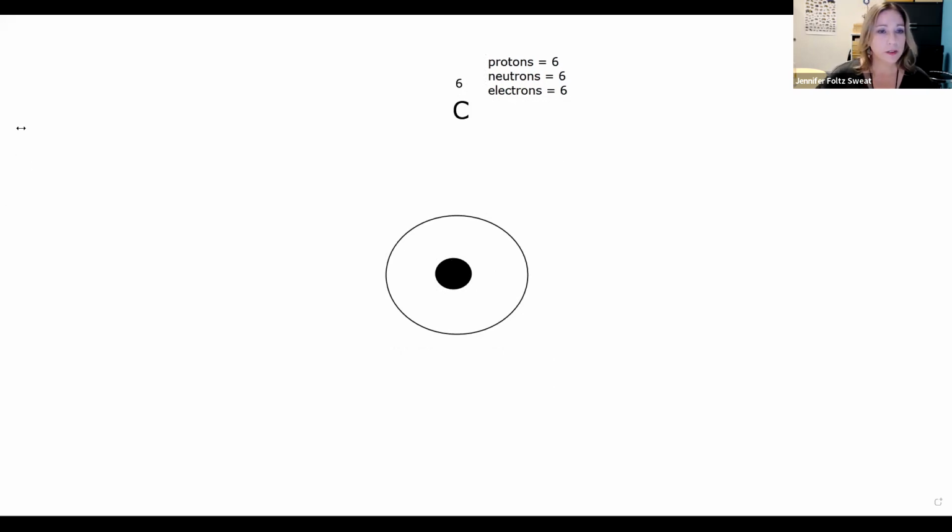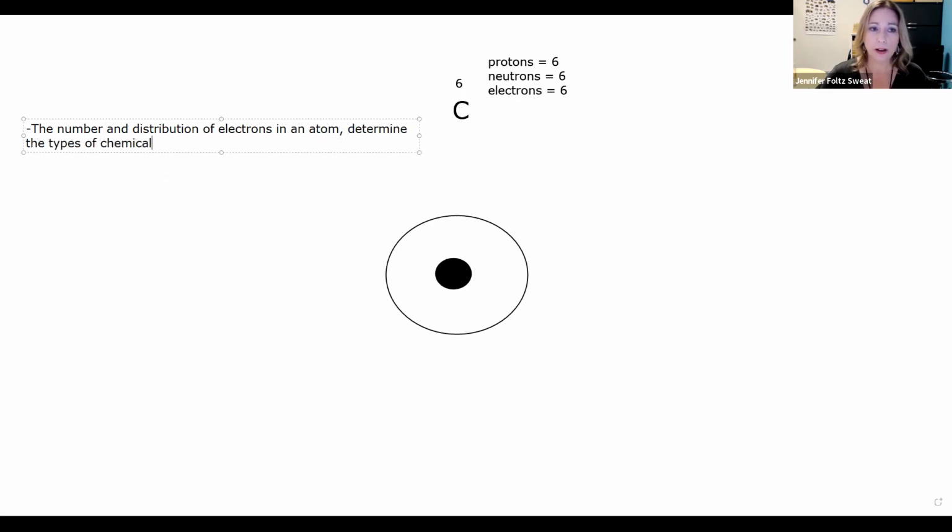Now there are a few things that I want you to remember here. I'm teaching you about electron shells so that you can better understand chemical bonding. The number and distribution of electrons in an atom determine the types of chemical bonds that will form between atoms. So you might want to pause the video and write that down.